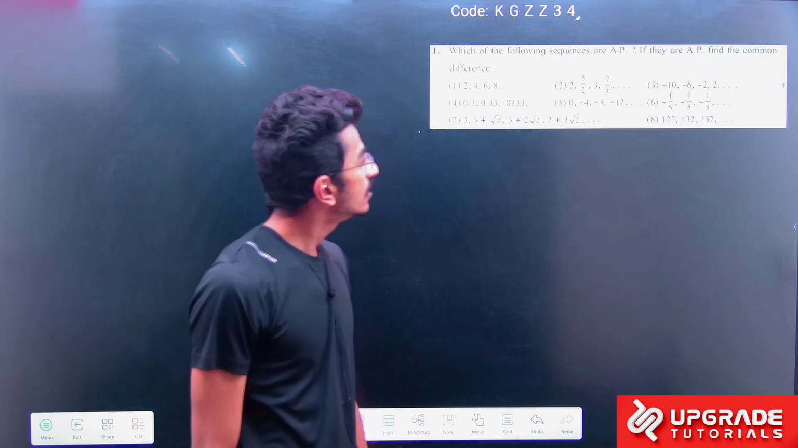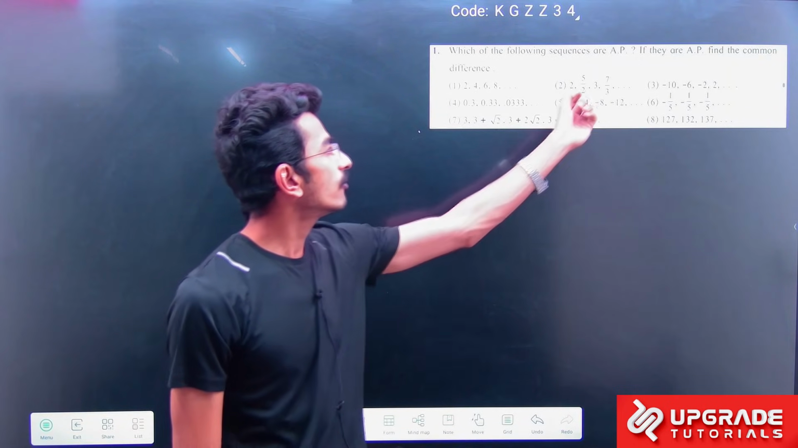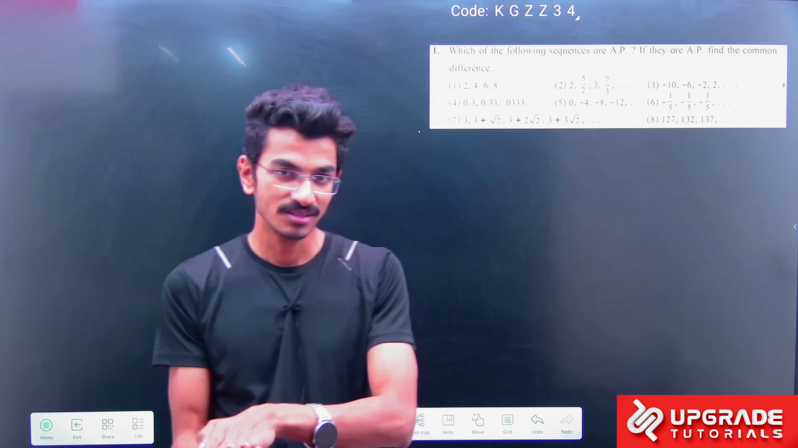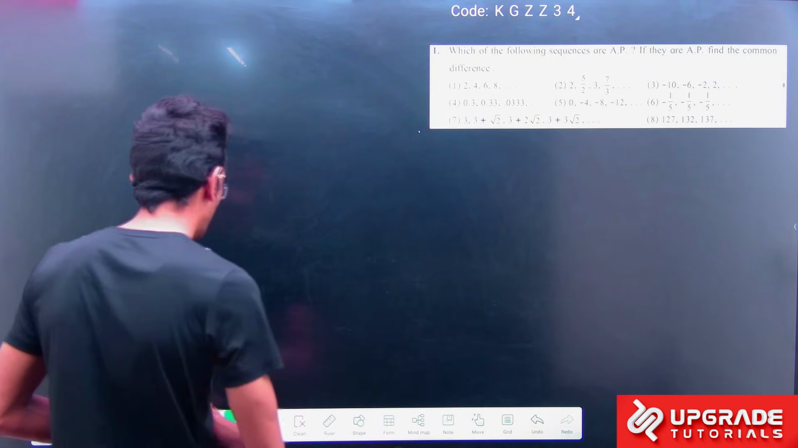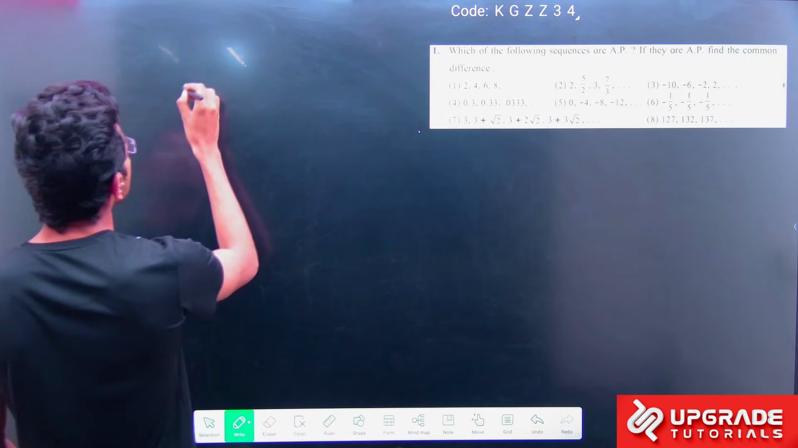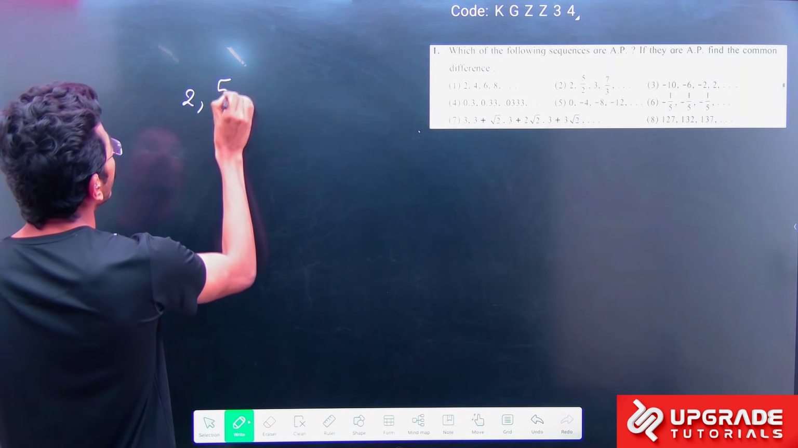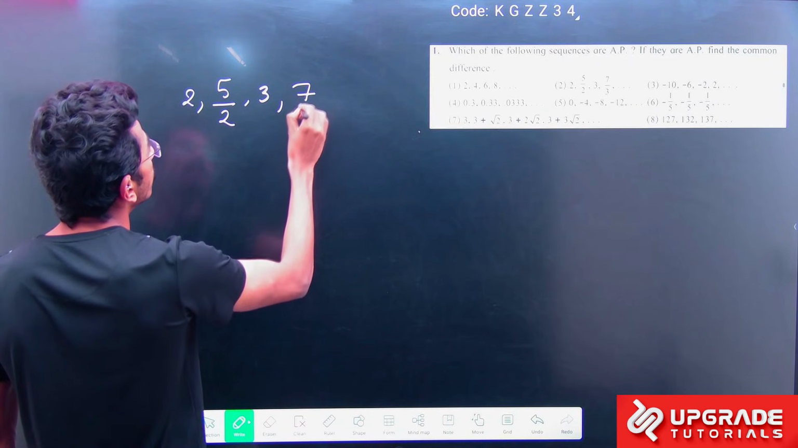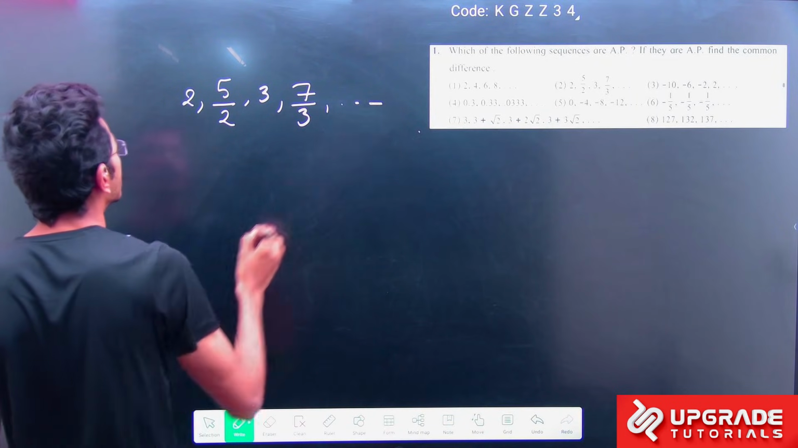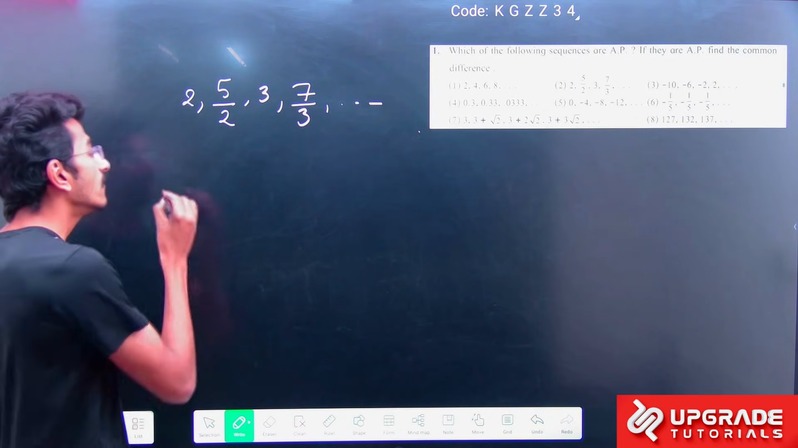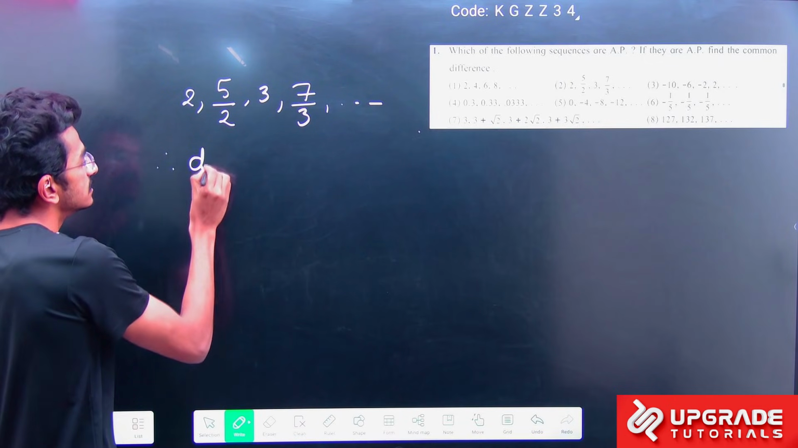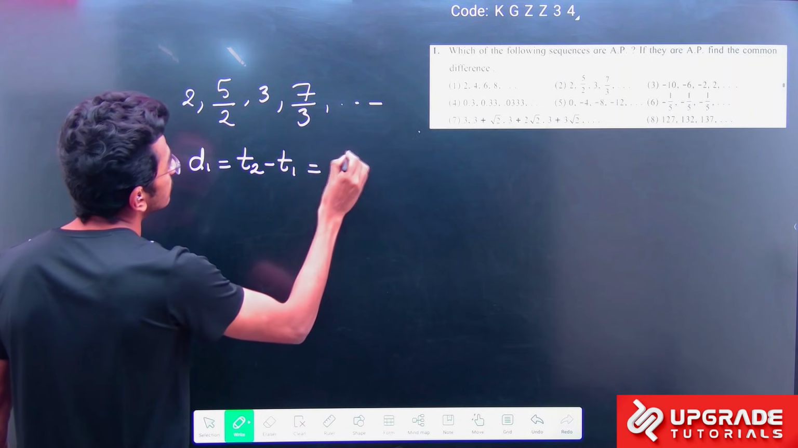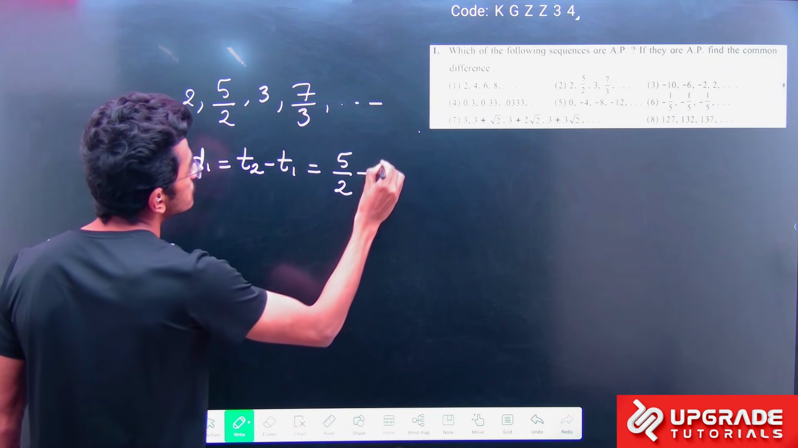Next sum, we'll take one of fractions, because most people don't even know fraction subtraction. It's okay, we'll try. The question is 2, 5 upon 2, 3, 7 upon 3, and so on. As I said before, we have to find all the differences. D1 is T2 minus T1. T2 is nothing but 5 upon 2 minus 2.